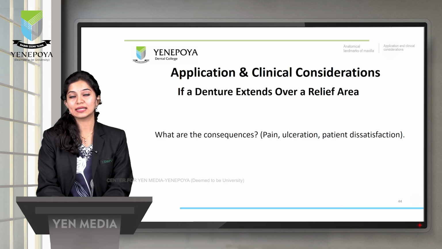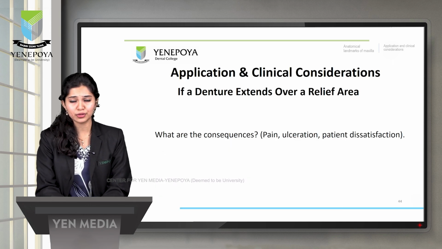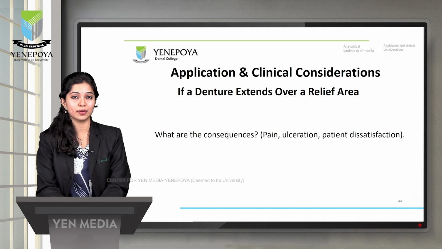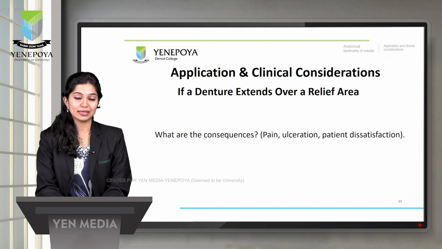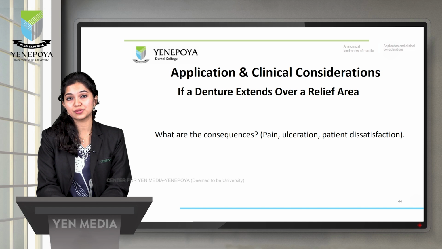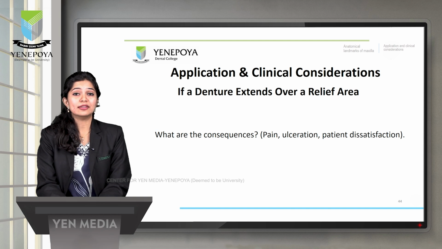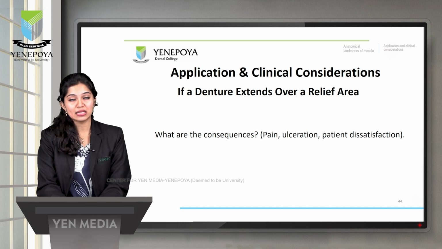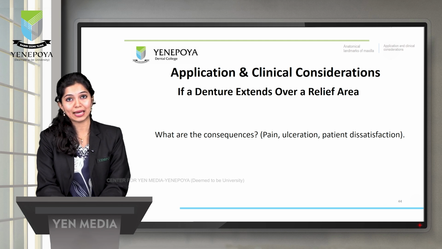So, application and clinical considerations. I've already talked about a few clinical significances when I was talking about the anatomical landmarks, but what are the consequences of not considering these landmarks? One is it could cause denture instability, or if the relief areas are not relieved, it could cause pain, ulceration, patient dissatisfaction, or, for example, if the incisive papilla is not relieved, it could cause paresthesia. So there are a lot of consequences of not considering anatomical landmarks.